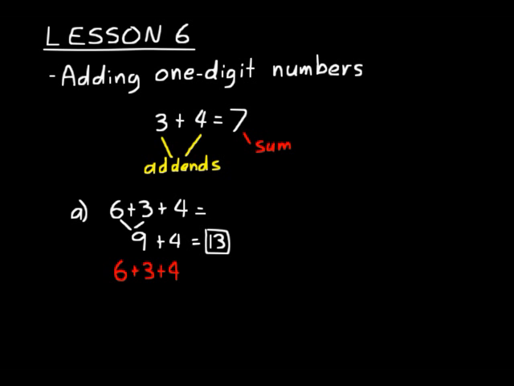Let me just do this so you can see. If you wanted to add up to get tens, find a couple of numbers that add up to 10, you could have added the 6 and the 4 first, and that would have equaled 10, and then add the 3 to that. 10 plus 3 is 13.